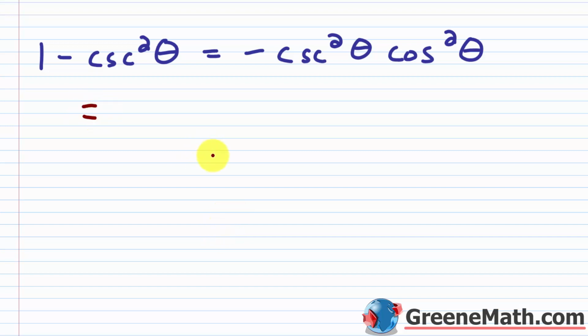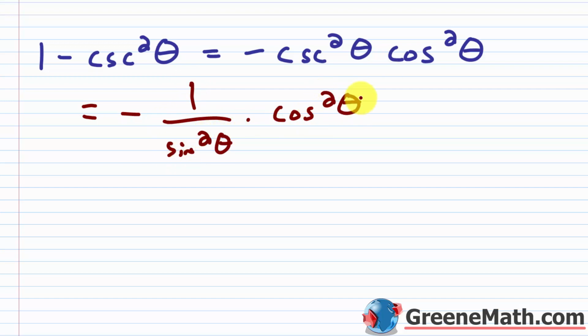So I'm going to put equals over here. I'm going to change this. I'm going to put my negative out in front. Cosecant squared theta, again, with the reciprocal identities, I can put 1 over sine squared theta, okay? This is times cosine squared theta. And then over here, I have the negative of, I'll say, cosine squared theta over sine squared theta.